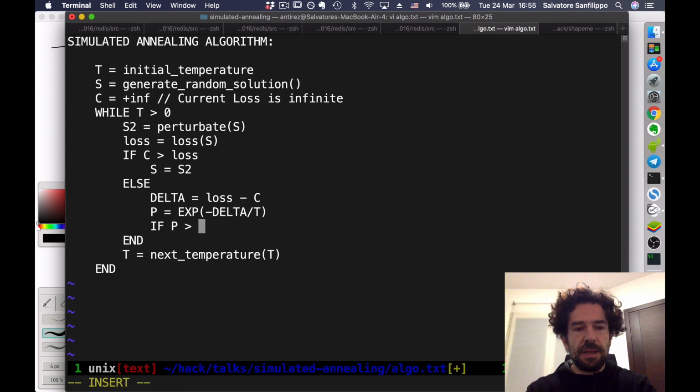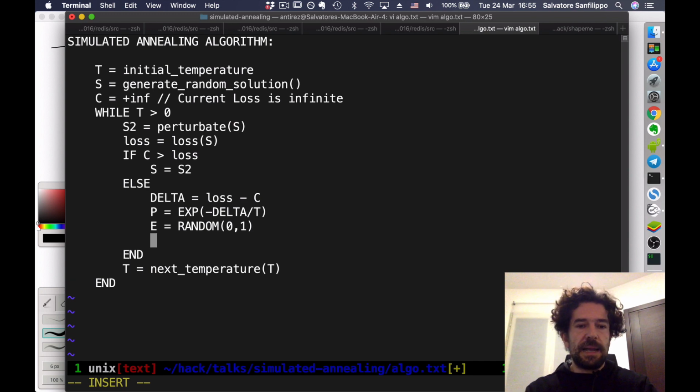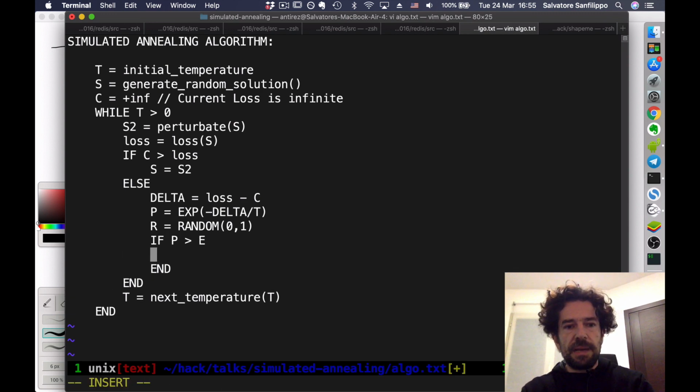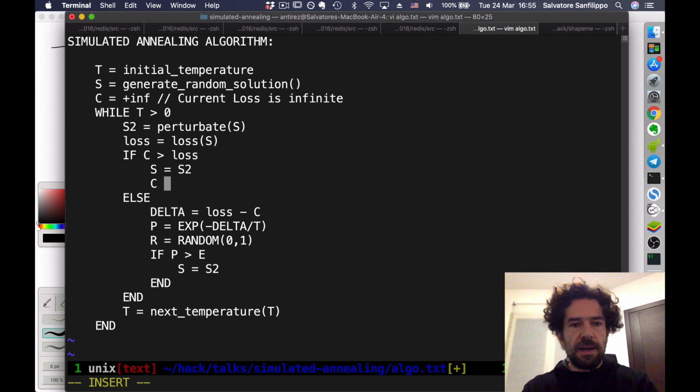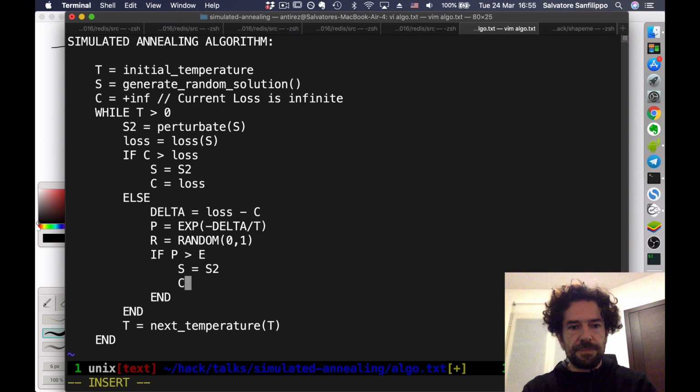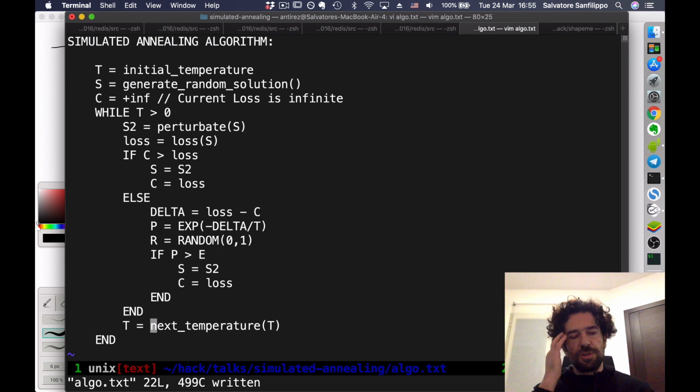And then I throw a number between 0 and 1, and at this point, if my probability P is greater than my random number R, I accept this solution. And here I have to also update C to loss. Okay. And then I calculate the next temperature.